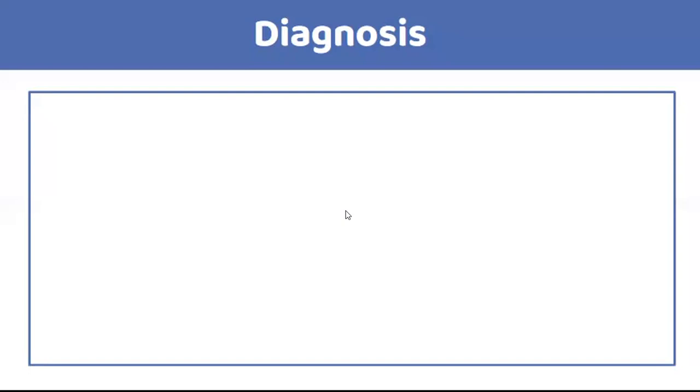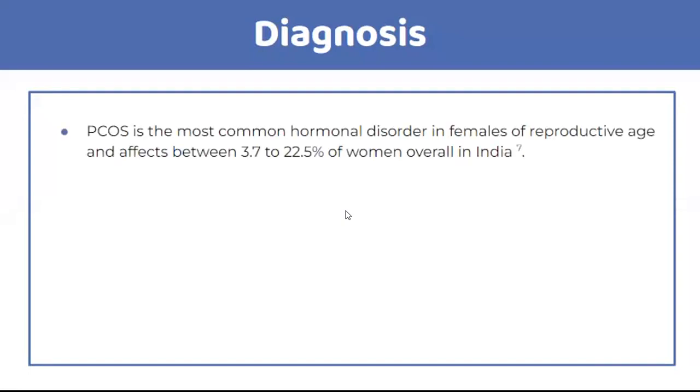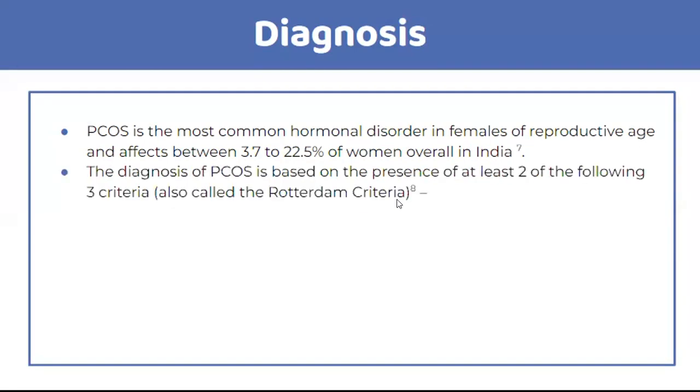So now we're going to learn about the diagnosis of PCOS. How exactly is PCOS diagnosed? PCOS is the most common hormonal disorder in females of reproductive age and affects between 3.7 to 22.5% of all women overall in India. Basically, it's like saying that it affects between 4 to 23 women out of every 100 women in India. But you might have noticed that it is becoming more and more common as the years pass.